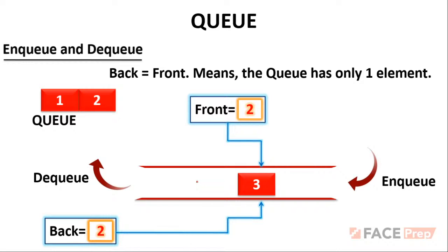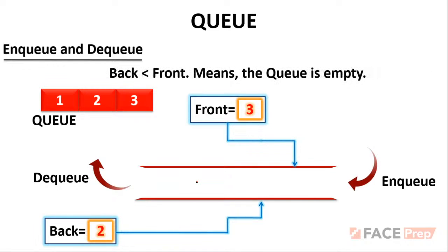Now let me try to delete that last element from the queue. When I delete my last element of the queue, the value of front will be incremented. We know that. The value of front is 3. Now check the condition: when the value of back is less than front, or in other words, when the value of front is greater than back. You can write the condition in either way. If it satisfies either one of the conditions, we can say the queue is empty.